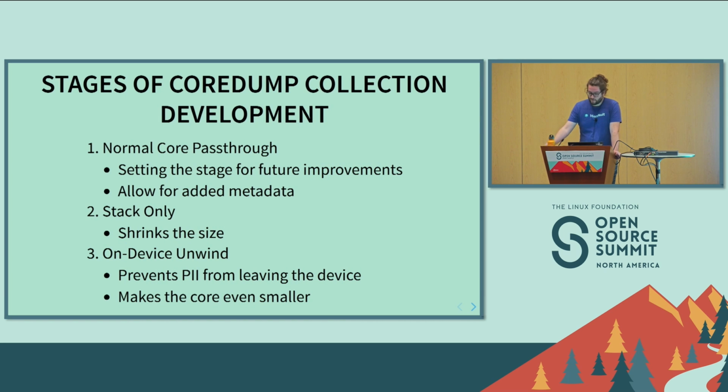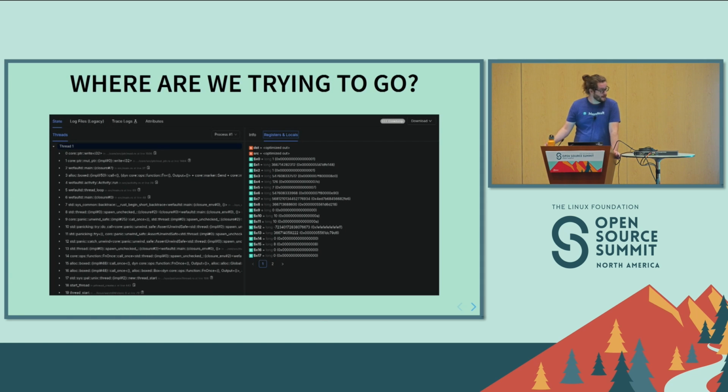So, an overview of what we're talking about today. The big thing is we're going to look at ELF coredumps, what they're made of, and the different steps we've gone through. We started off doing a normal pass-through, just collecting coredumps as they exist already from the kernel, then shrinking down the size by trimming off everything but the stacks, and then doing the real fun part, which was my giant clickbait article title, to do the unwinding on device.